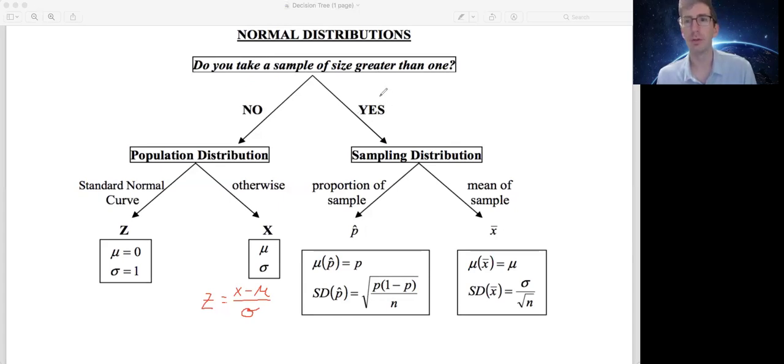If our question or our problem at hand is asking us, what's the probability that an average of 4 people have an IQ score greater than or equal to 120? Well, if the average of 4 people, right, that sample size is greater than 1, right? There's 4 people instead of just 1. So let's start there with that sample size. That sample size is greater than 1, so we say yes. So we're talking about a sampling distribution.